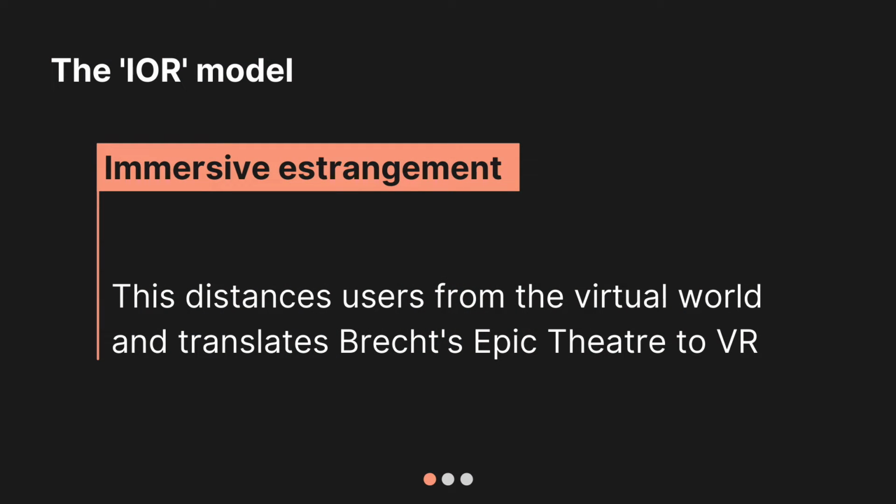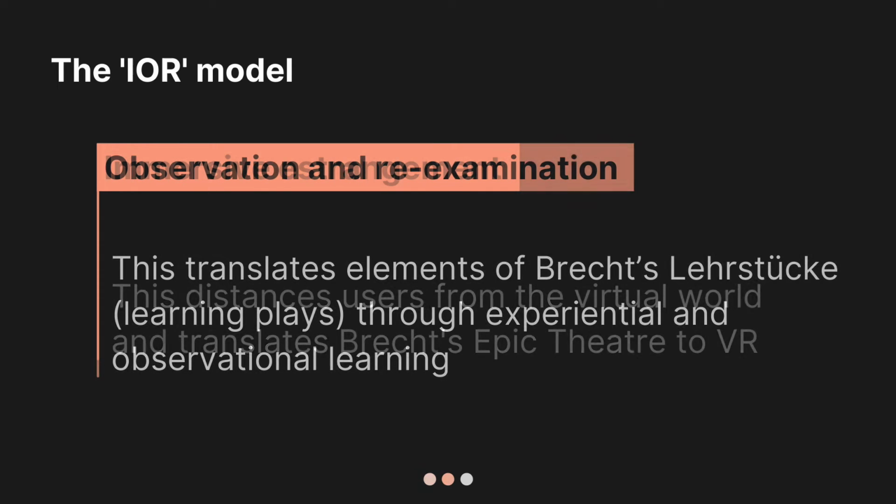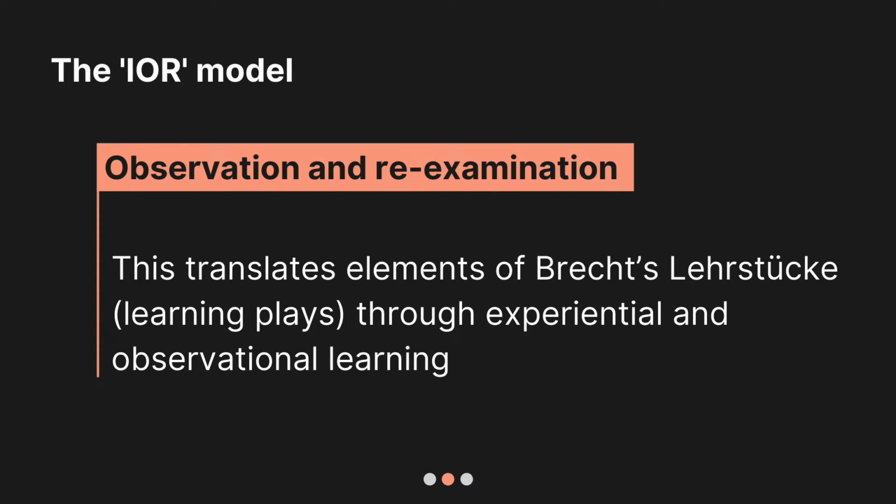To briefly explain the elements of the IOR model, firstly, we have immersive estrangement, which is a state that distances users from the virtual world. This translates Brecht's epic theatre, where he presented familiar elements as unfamiliar, to a VR context. Next, we have observation and re-examination, where users can observe the world through experiential and observational learning. This translates elements of Brecht's Lehrstücke or learning plays, where he permitted audiences to influence the plot and then see the alternative option that they didn't choose.